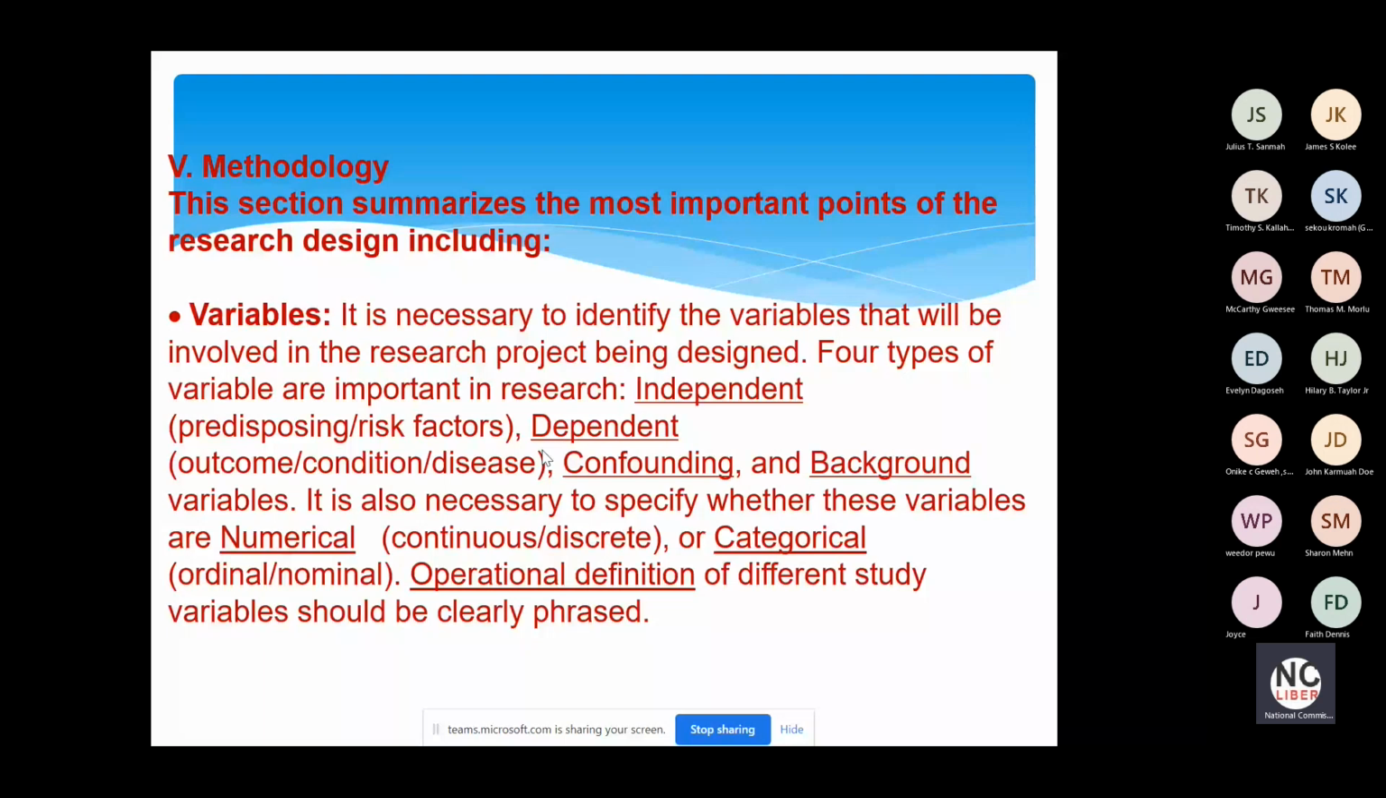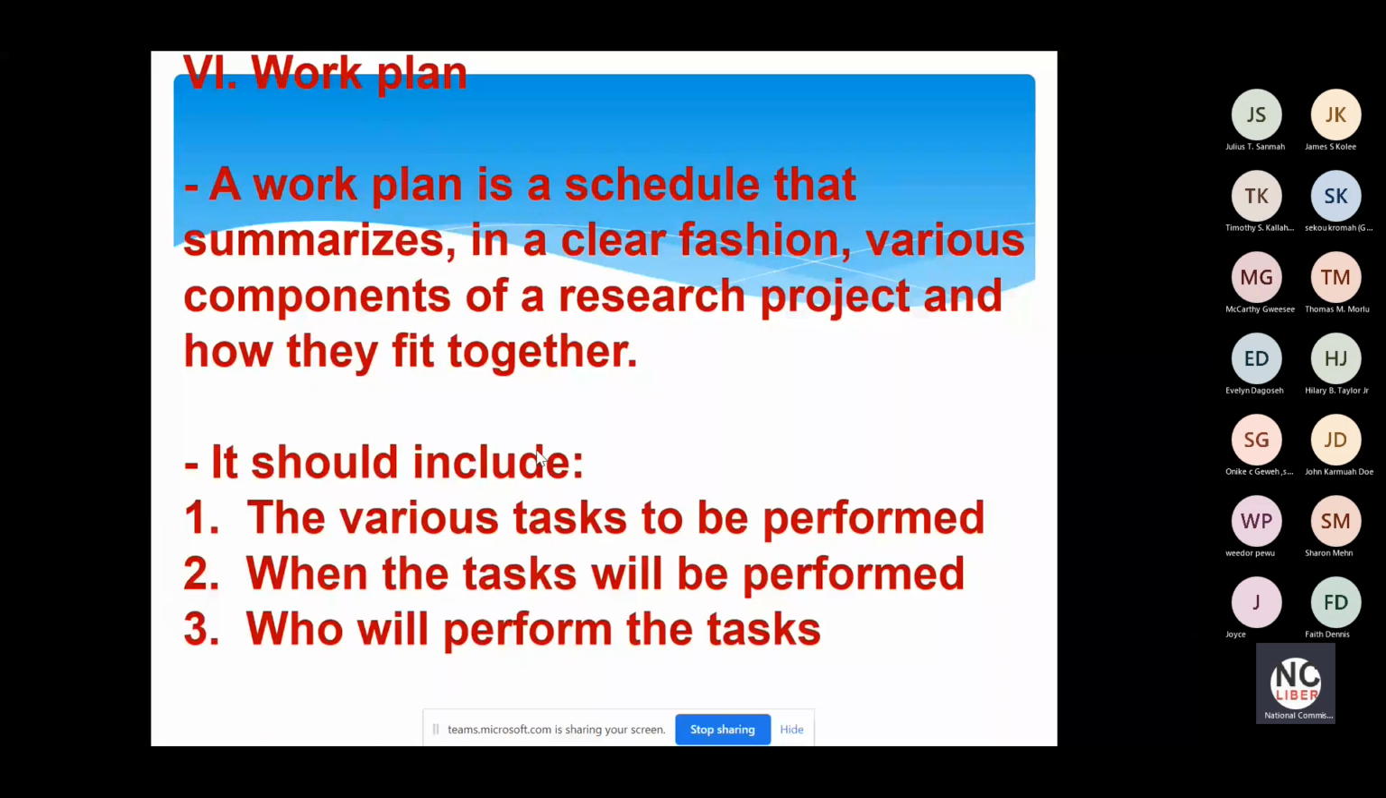Then the work plan is simply a schedule of what you're going to do, and it should be able to tell us the different components of the project. Usually it talks about the tasks that will be performed, when you will perform that particular task, and then who will perform the task. Is it you, or those you're going to investigate, or who?